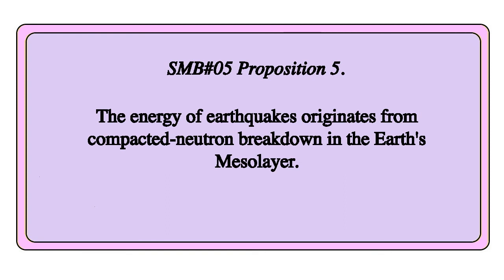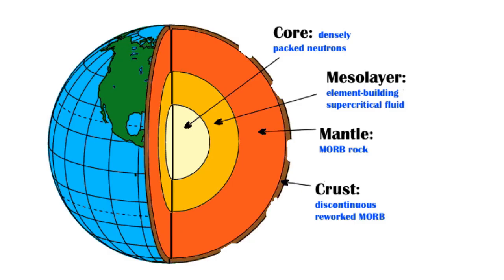The important point is the volume of a hydrogen atom is hugely greater than that of a compacted neutron. The ratio of their volumes, in scientific notation, is about 2.875 times 10 to the 14, or almost 300 million. What this means is that there is a huge increase in the volume of the mesolayer as compacted neutrons turn into hydrogen atoms. This in turn results in very significant expansion in the Earth's total volume.